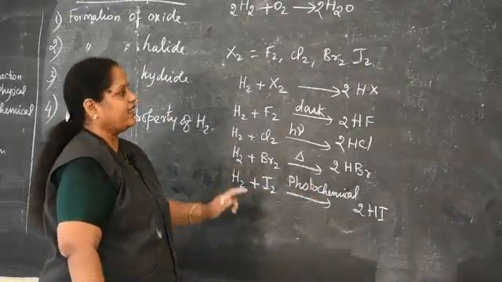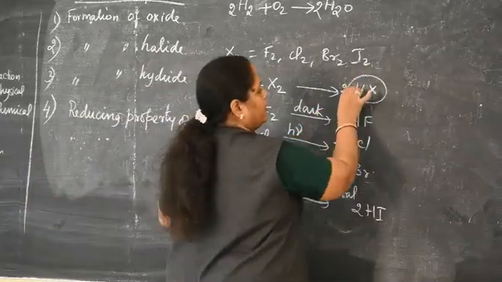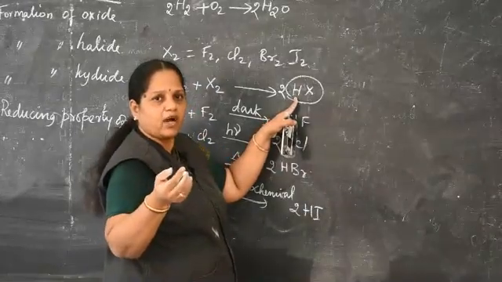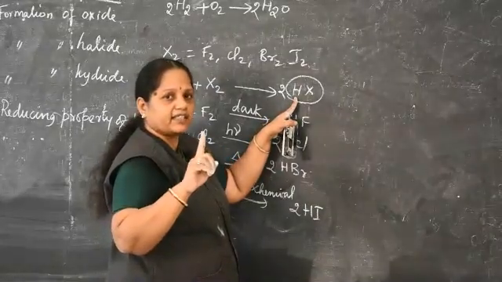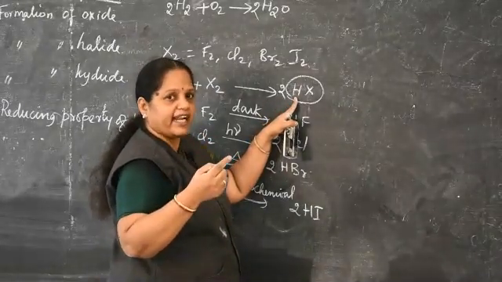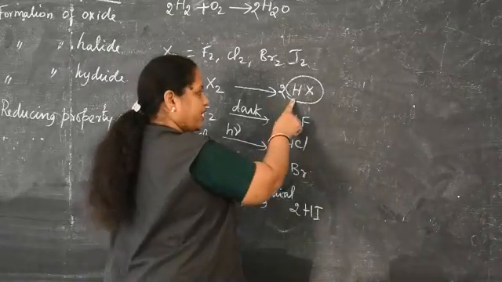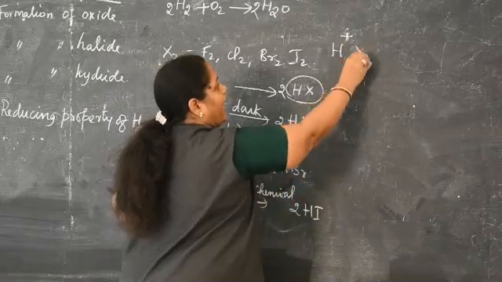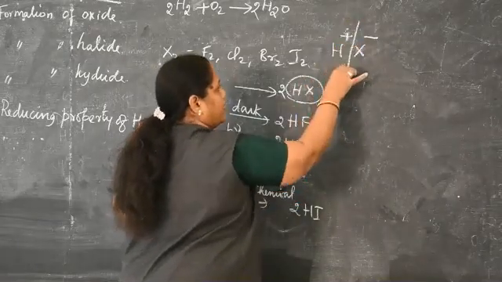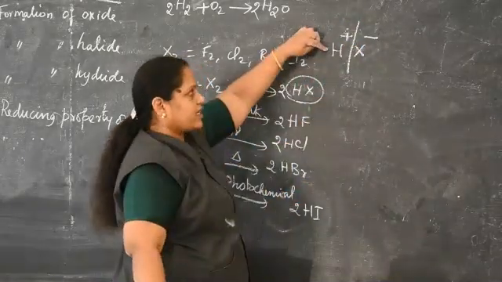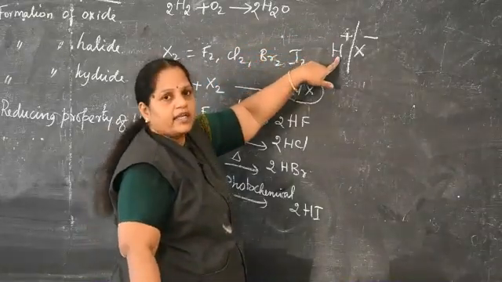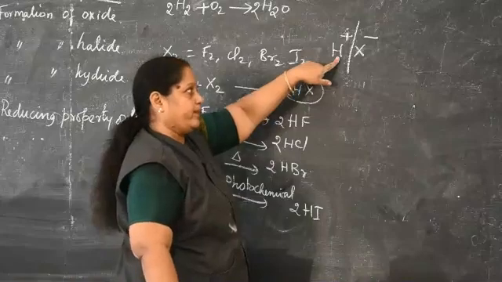In this reaction, we know very well HX. Whenever you write any compound, positively charged particles are written first and then negatively charged particles. So here H carries a positive charge and the halide carries a negative charge. That is why the oxidation state of hydrogen in hydrogen halide is +1. It is your 1 mark question.